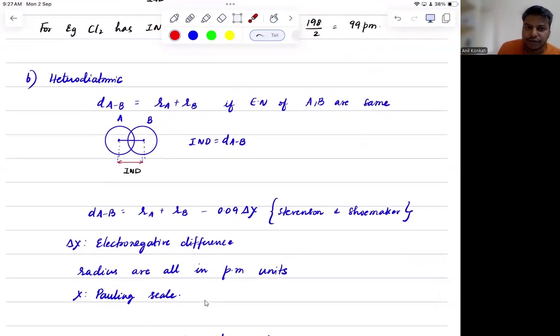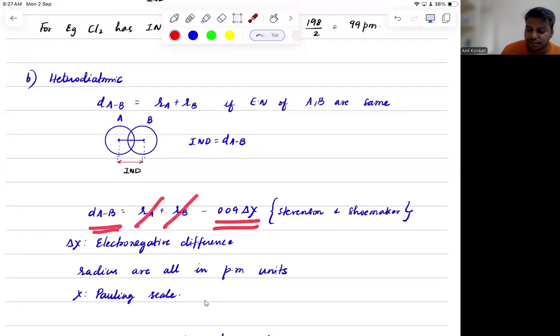Heterodiatomic: if you have a heterodiatomic molecule, then we will have to take total distance as Ra plus Rb. But it is only possible if both of them have the same electronegativity. But if there are electronegativity differences observed between these two points, then check it out. D of AB will be equal to Ra plus Rb minus 0.09 into delta x. And here Ra plus Rb, this radius should be expressed in Armstrong units, and then only this formula is valid.